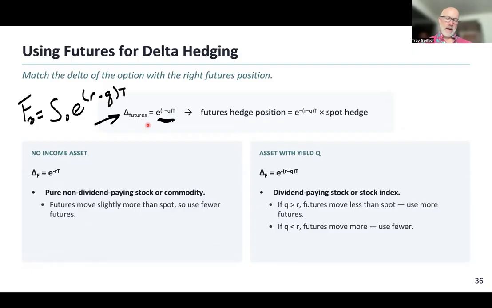For options with a dividend yield of Q, in the case where Q is greater than R, that is, the dividend yield is greater than the risk-free rate, the futures will move a lot less than the spot rate. So we'll need to use more futures in order to hedge. And the opposite is true if the dividend yield is less than the risk-free rate: then the futures move a bit more than the underlying spot, so we'll use fewer futures contracts. And it's mechanical. You can see it here in the relationship.